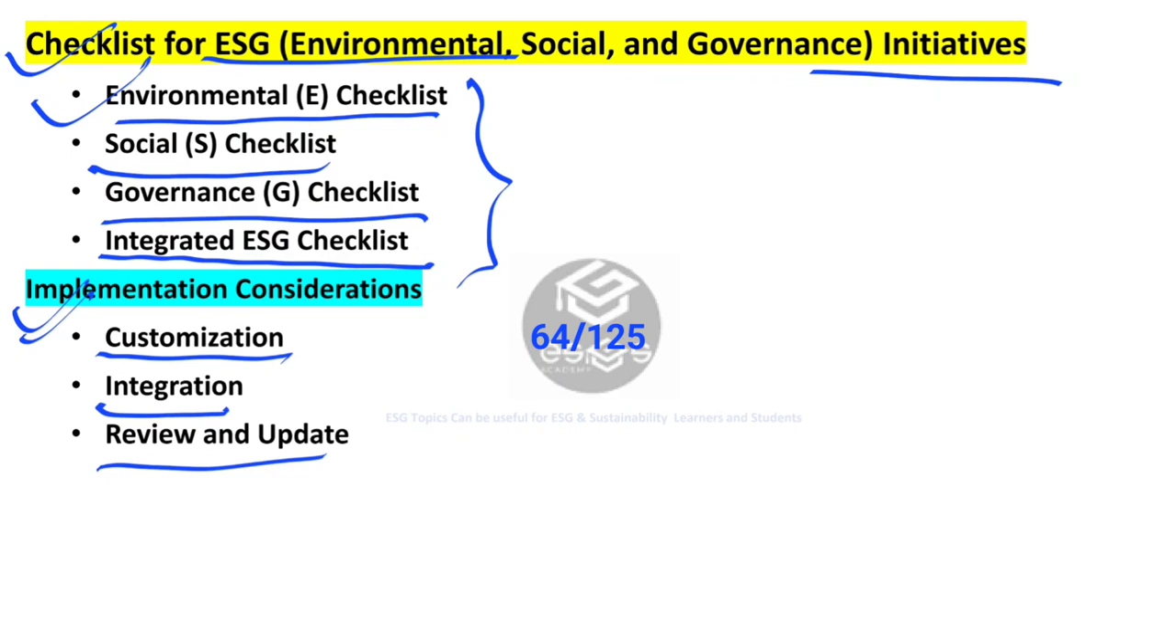Here we have seen certain examples of those checklists which can be useful for your implementation purposes. By utilizing these checklists, organizations can systematically manage their sustainability efforts. They can ensure compliance with the standards and regulations and drive positive impact across environmental, social, and governance dimensions. And organizations can effectively structure their ESG initiatives as well.